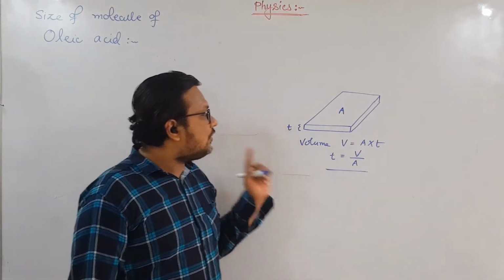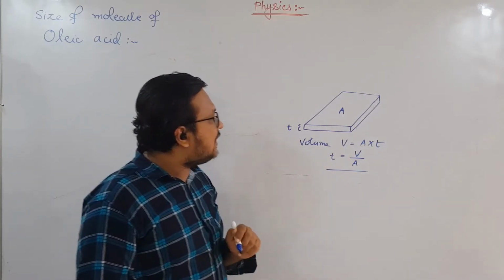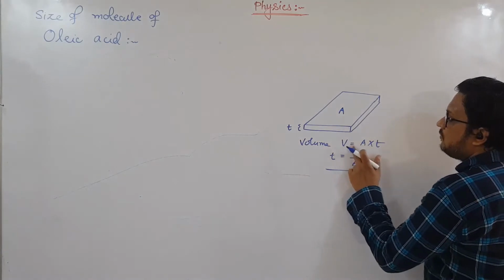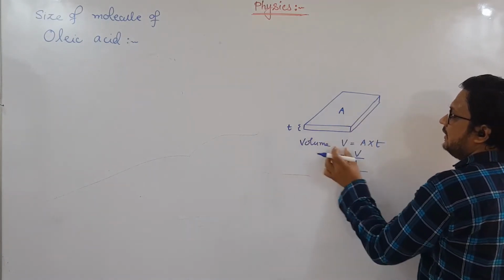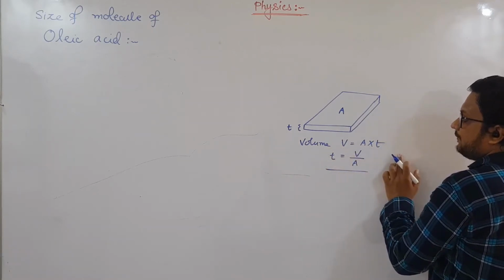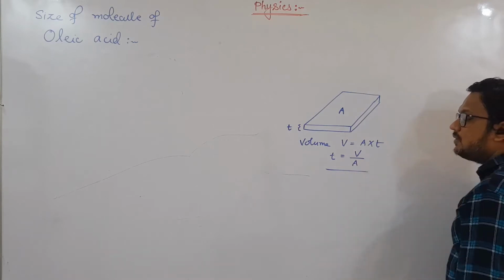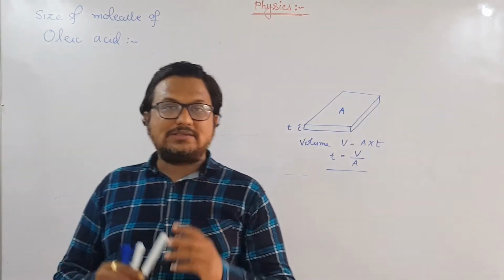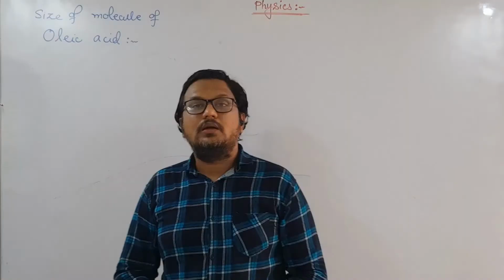Again we will revise what we have to do. We want to find, let us say, the thickness of this metal plate. So we are actually doing volume equal to area into thickness. If area is A and thickness is T, then V can be written as A into T. Now if you make T the subject, then T will be equal to volume over area. This is how we can find the thickness. So keep this in your mind and let us start how to find the volume of oleic acid.